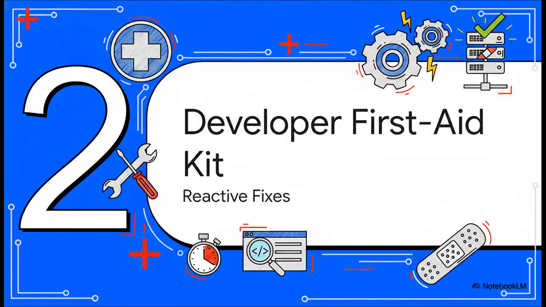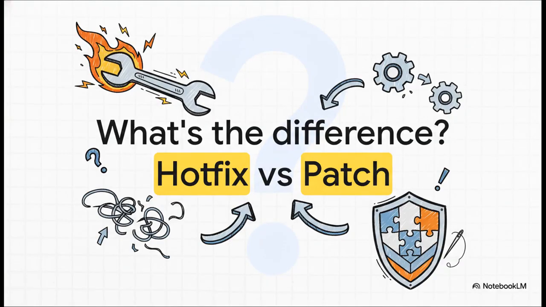So when everything hits the fan, how do developers actually respond? I mean, when a system that millions of people are using goes down, they have to act fast. So let's take a look inside the first aid kit they use to stop the bleeding and get things working again.